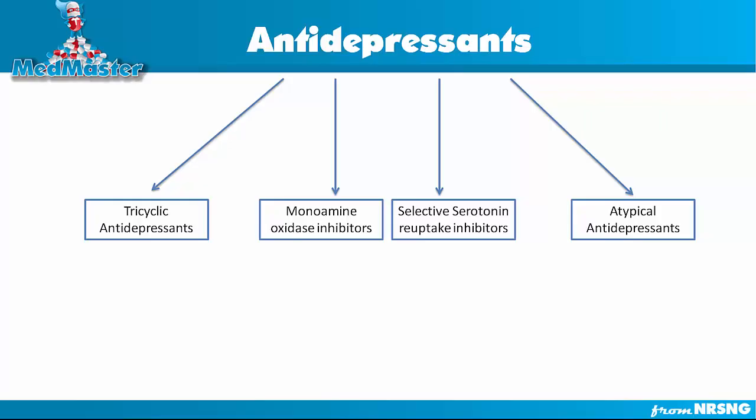Okay, so we're going to talk about antidepressant drugs. There are four main classes. Actually, there are three main classes: tricyclic antidepressants, monoamine oxidase inhibitors, and selective serotonin reuptake inhibitors, and atypical antidepressants. Atypical antidepressants are a class with only two drugs, and they do not fall into any other categories. That's why they have put them in the atypical antidepressants.